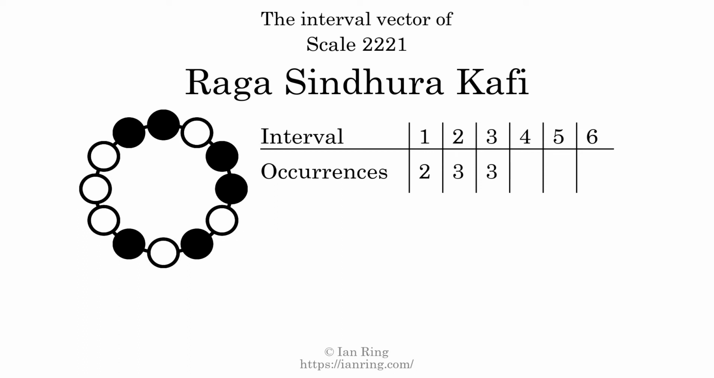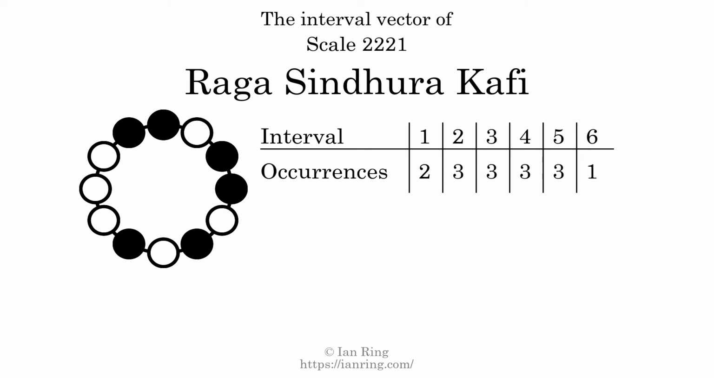There are 3 intervals with the size of 3 semitones. They are here, here, and here. There are 3 intervals with the size of 4 semitones. They are here, here, and here. There are 3 intervals with the size of 5 semitones. They are here, here, and here.